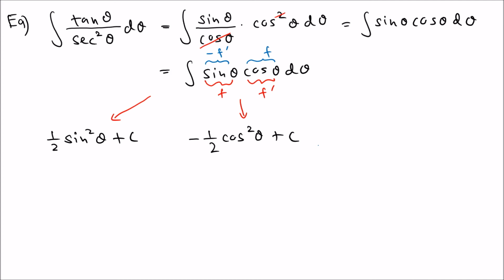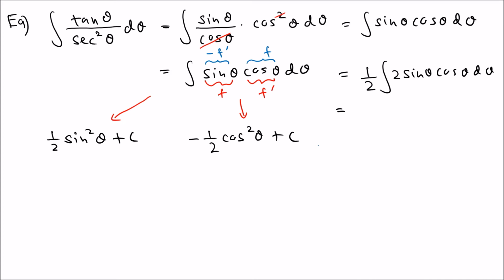For the third technique, you can use the double angle formula. If you look at sine 2 theta, it is 2 sine theta cosine theta. So the 2 is missing. What we can do is say 1/2, then 2 sine theta cosine theta d theta.